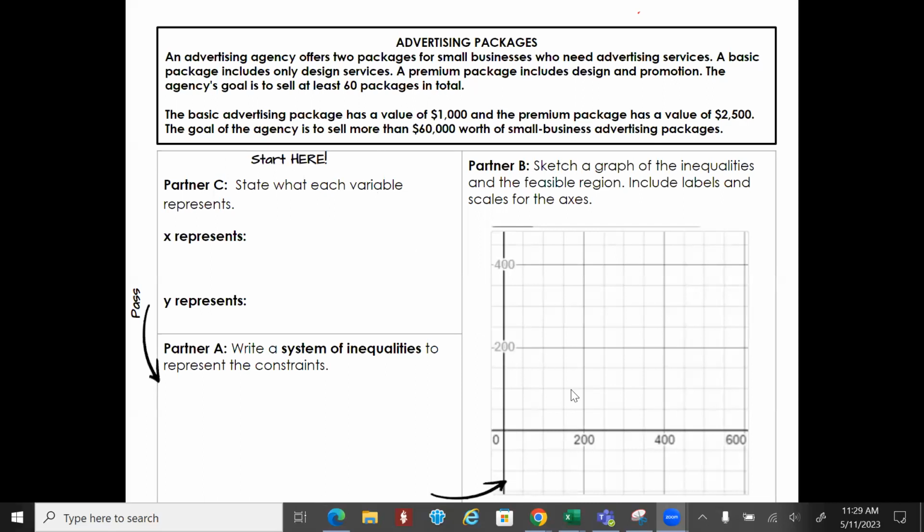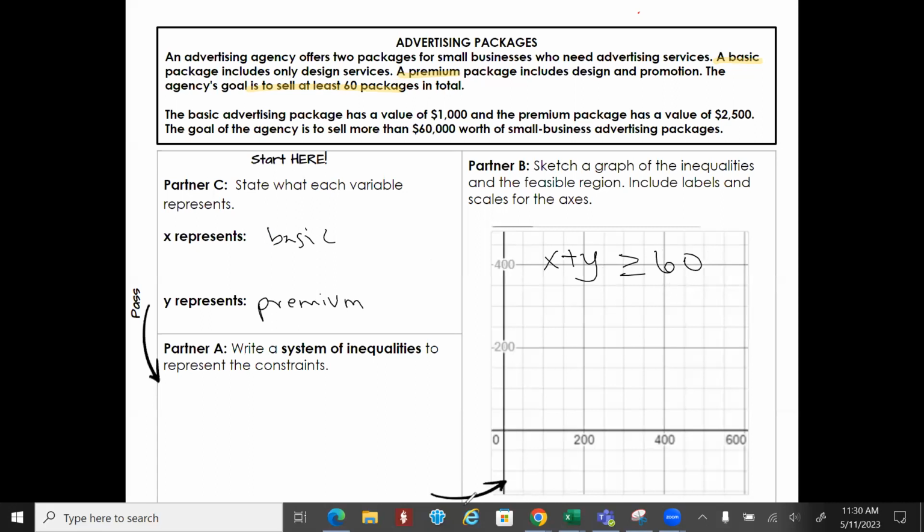Okay, so first things first. I also don't like really long passages. That's a lot of information to take in. So when you're reading this through, I would highlight the important things. First of all, there are 2 different packages. We've got basic and premium, right? We need to sell at least 60 in total. So we can go ahead and write an inequality from that. We can say X represents the basic, Y represents the premium. And then X plus Y has got to be at least 60 packages.